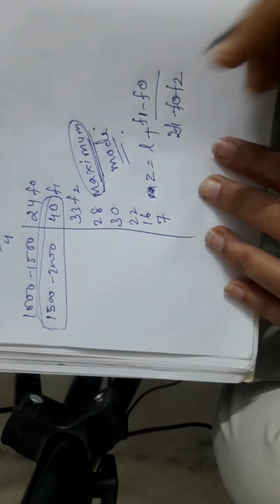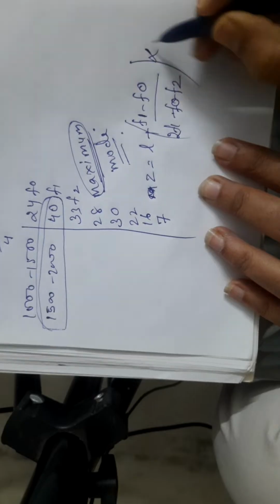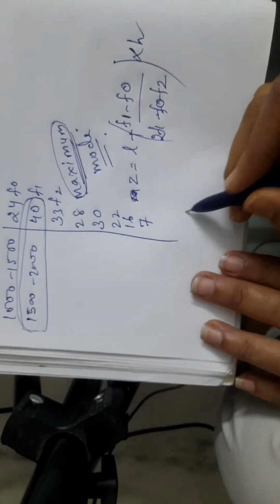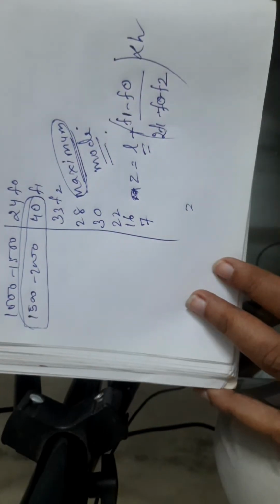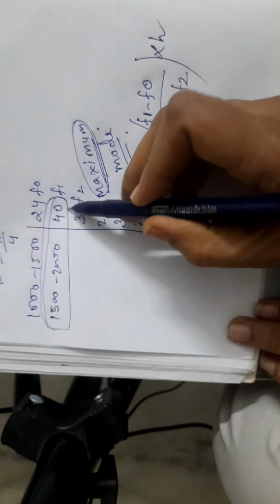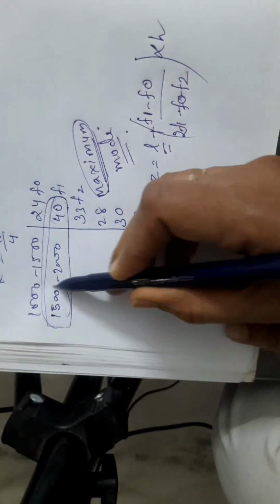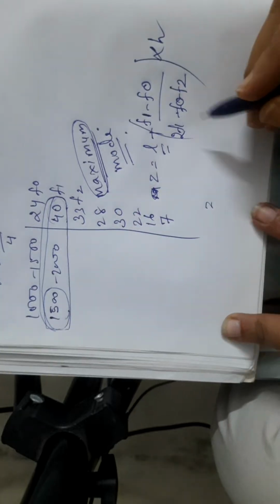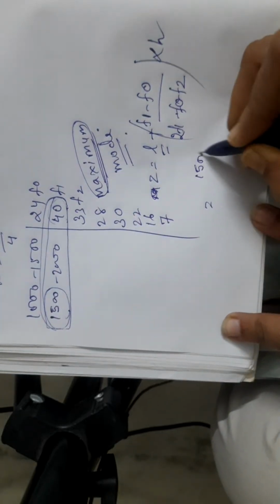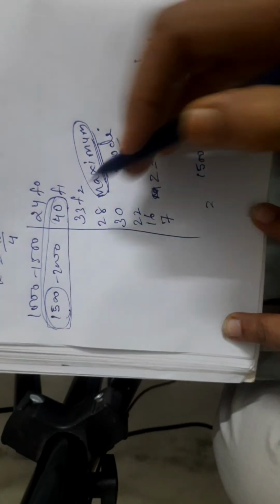Here only 2F1 will come. Overall bracket multiply by class interval. So the lower boundary point is always taken from the modal class. Here our modal class is 40, so lower boundary point is 1500. Thus it is 1500 plus F1, it's 40.